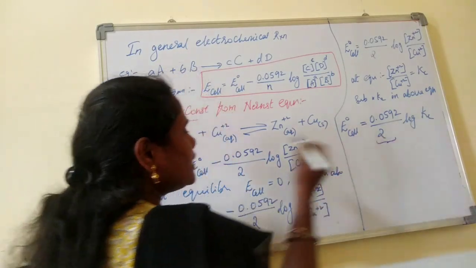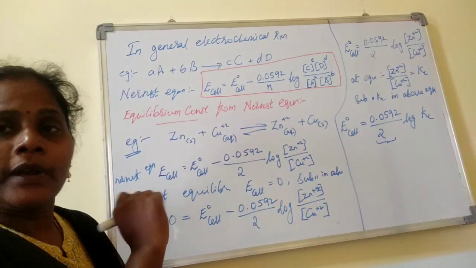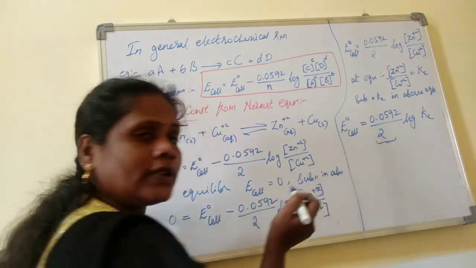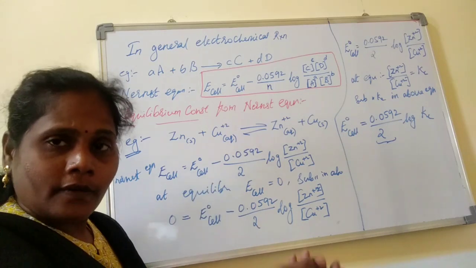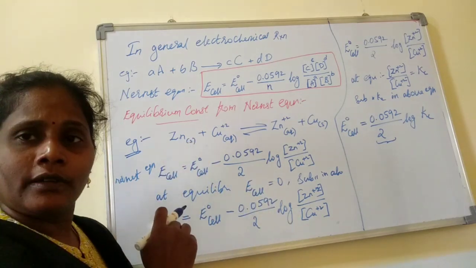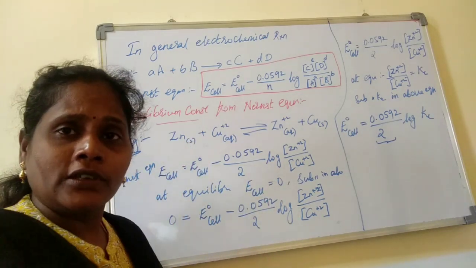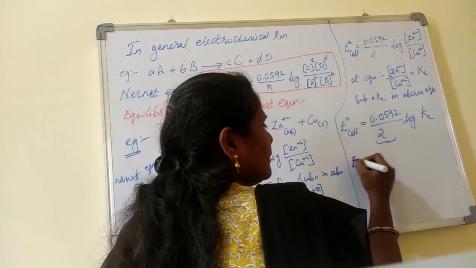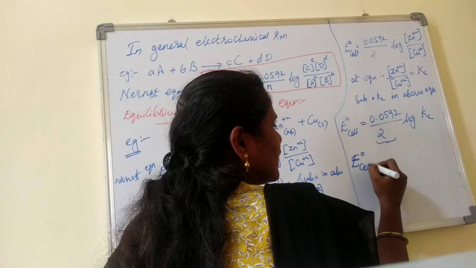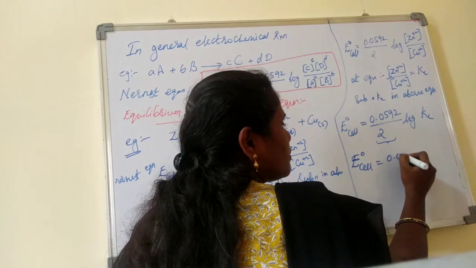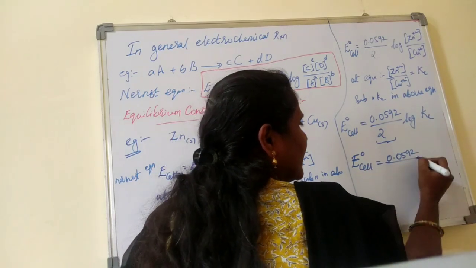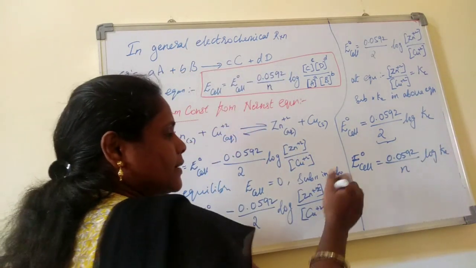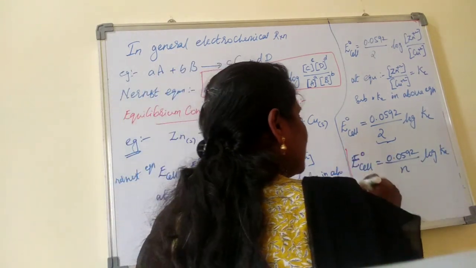Then, in general, how to give? Actually, this 2 is for this equation, but I want to give for another equation. Therefore, what is this 2? This 2 is nothing but the number of electrons involved in this equation. But in another equation, a different number of electrons will be involved. Therefore, at that time, my E naught cell will be equals to 0.0592 by n, I should write, log Kc.